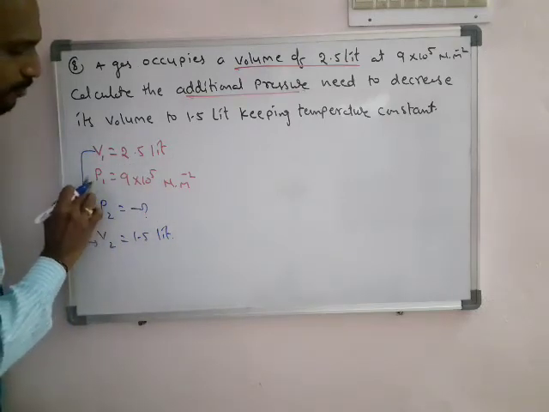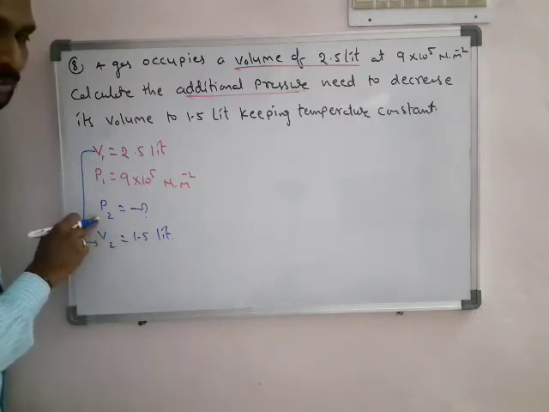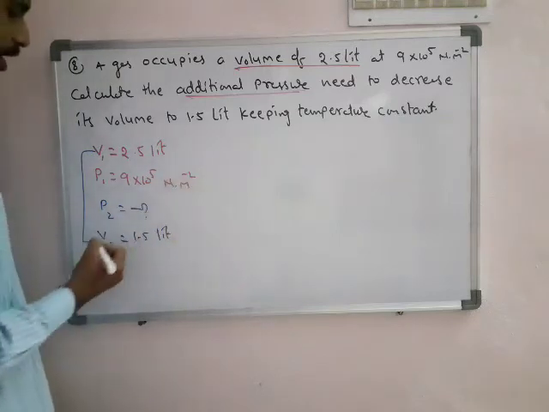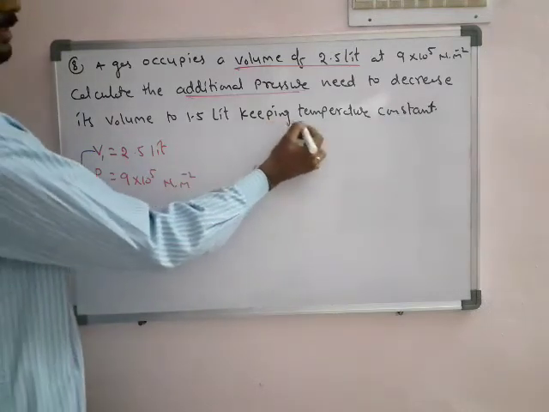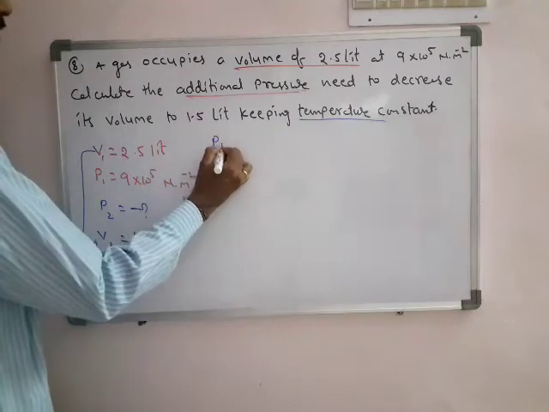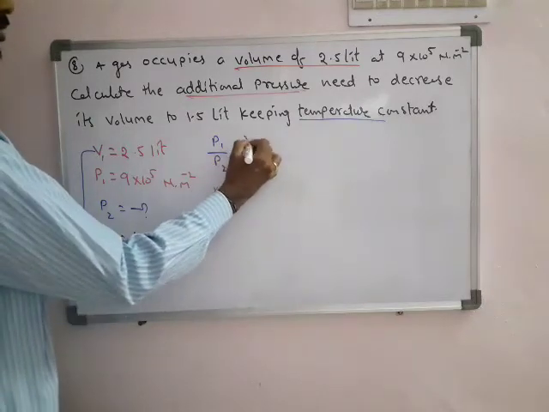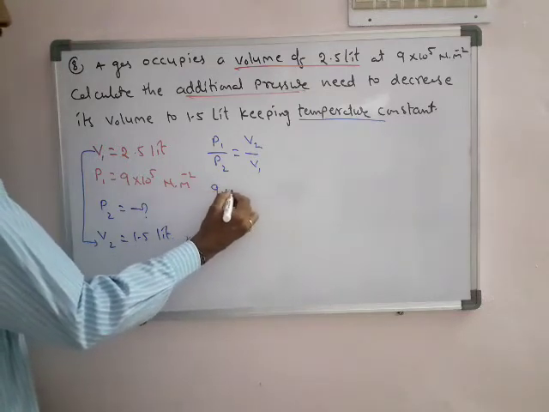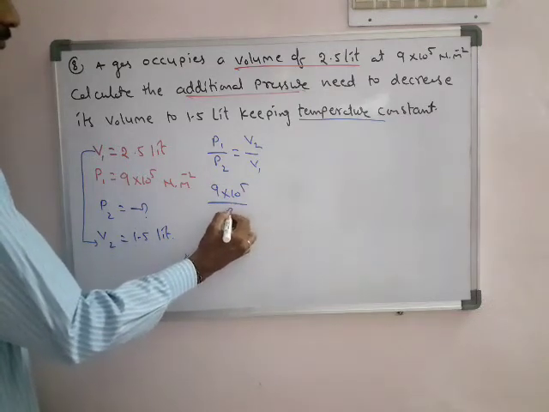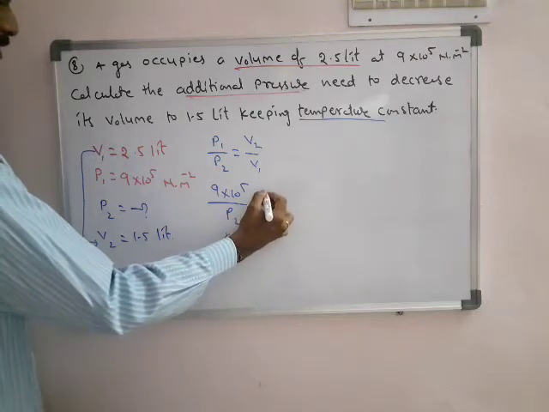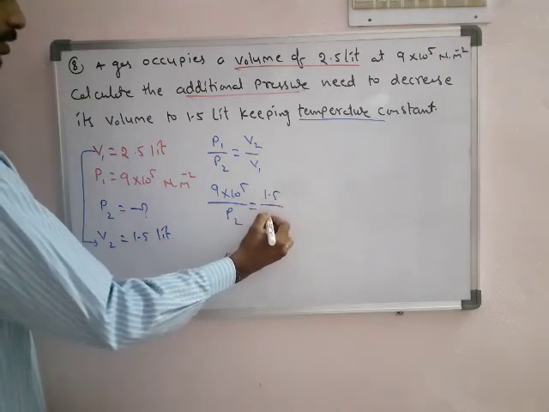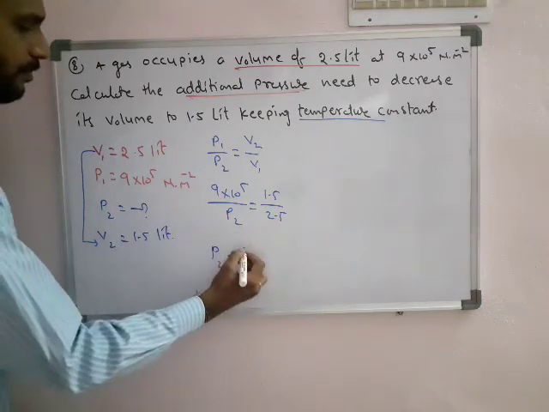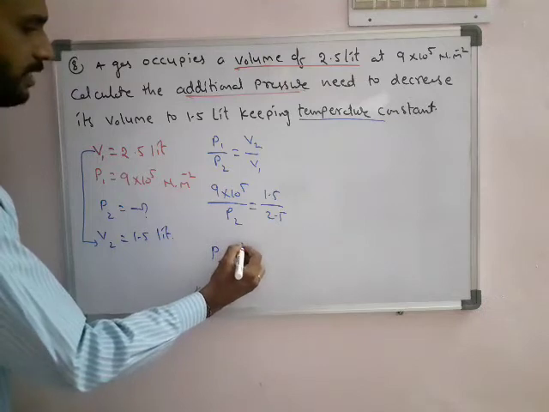For the change in pressure, first we need to find out P2, then higher minus lower gives the change. At constant temperature, Boyle's law applies. P1 by P2 is equal to V2 by V1. P1 is 9 into 10 power 5. We need to find P2. What is V2? 1.5. V1 is 2.5. So what is the P2?